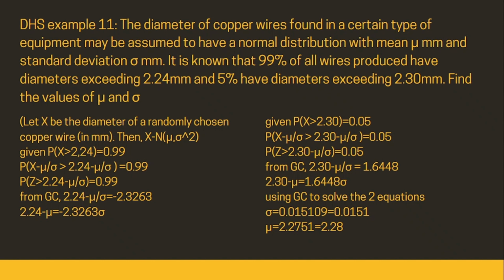Given that P(X greater than 2.24) is equal to 0.99, we're going to standardize it. So (2.24 minus mu) over sigma equals the value that gives 0.99. From our GC, we're going to inverse norm the 0.99.